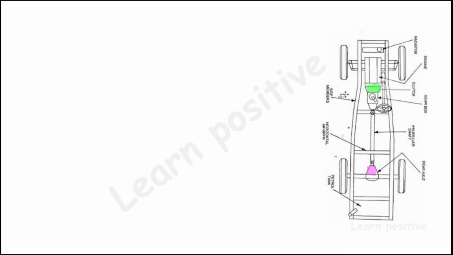So next one, I highlighted in the green color, it is the clutch, the blue color is a gearbox, and the pink color is a differential. So we will discuss this now.